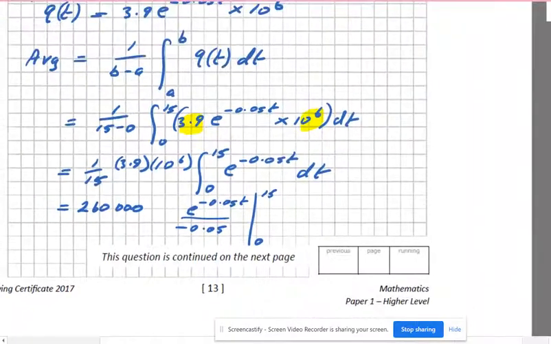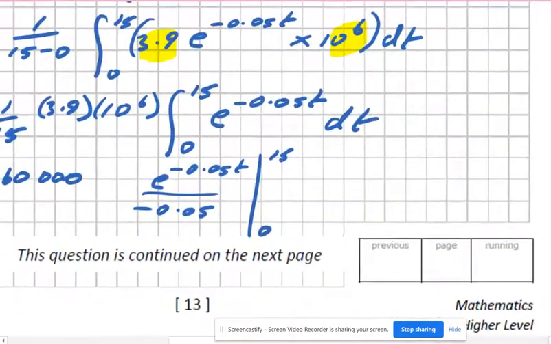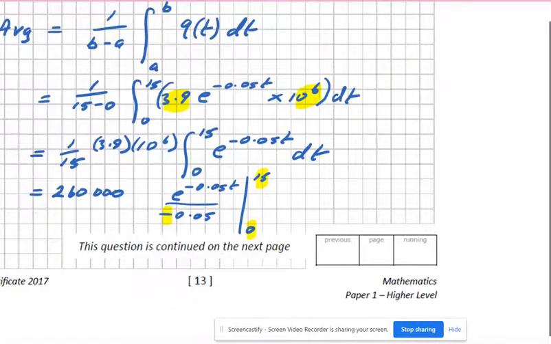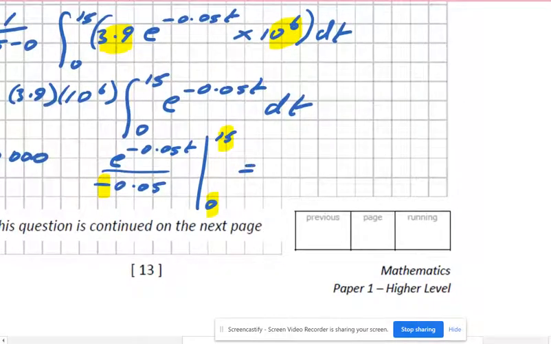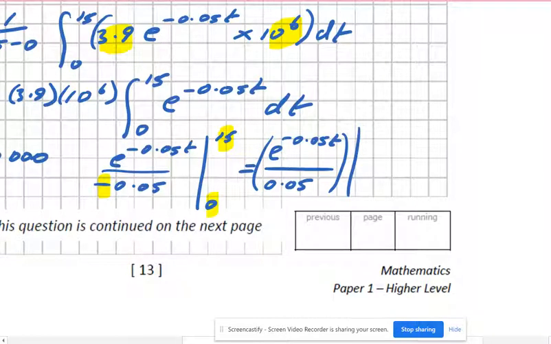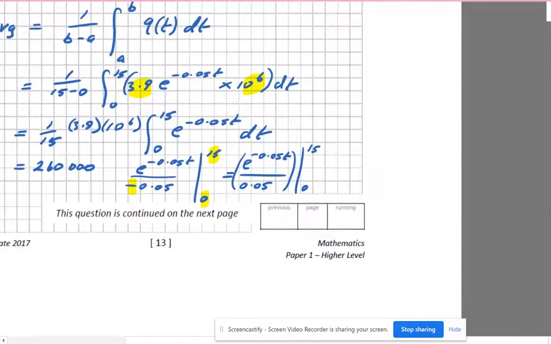And now there's a little shortcut we can use here when there are too many minuses involved, like this minus here, and these limits. The trick is you can swap the limits around if you take out the minus, and it just gets rid of all those minuses. It makes it a little bit easier anyway. So we write that as e to the power of minus 0.05t over 0.05, and the limits are still 15 and 0. And don't forget that's multiplied by the 260,000 outside.